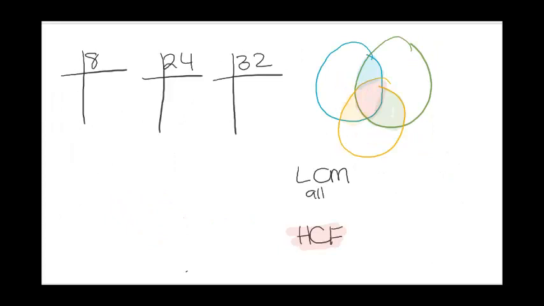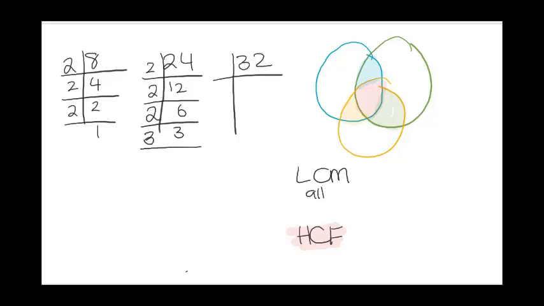Let's do a comparison of 3 numbers. We're looking for the lowest common multiple and the highest common factor. We've got 8, 24, and 32. So let's start with 8, and we are going to factorize. 2 goes into 8 4 times. 4 divided by 2 equals 2. 2 divided by 2 equals 1. That's where I stop. 24 divided by 2 is 12. 12 divided by 2 is 6. 6 divided by 2 is 3. 3 divided by 3 is 1. That's where I stop.